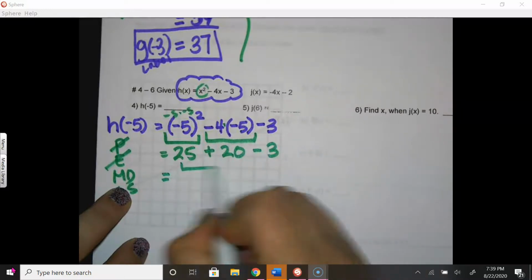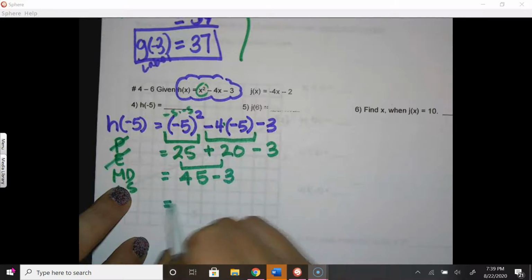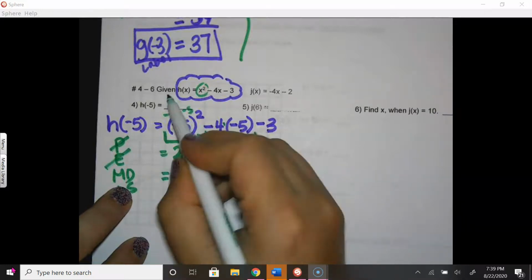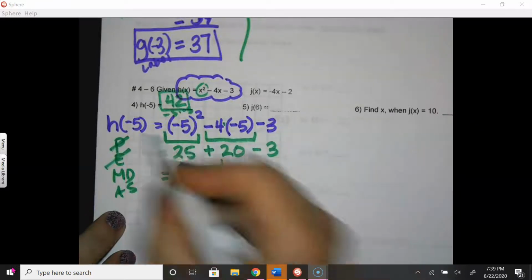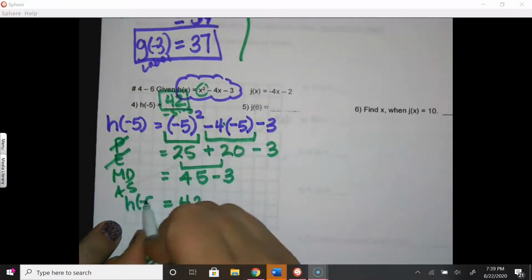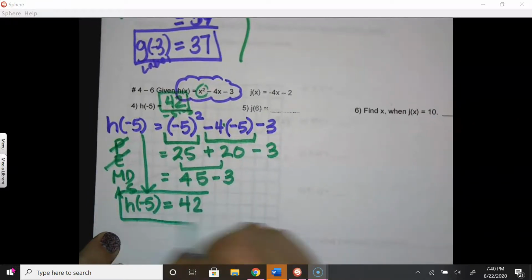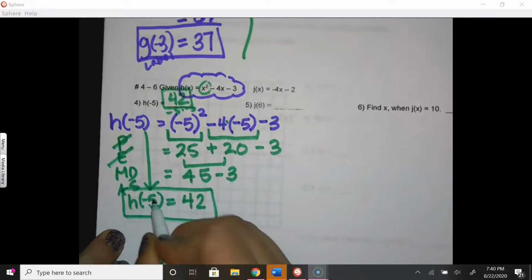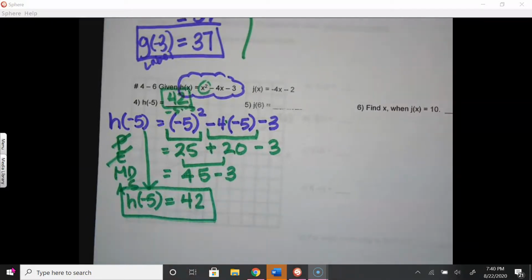And then 25 plus 20 is 45, minus 3 is 42. So the answer is 42. If I write h of -5 here, this is again the label. So I can write my answer like that, and this is just saying when x is -5, the function's output is 42.